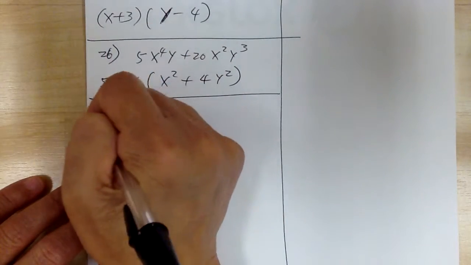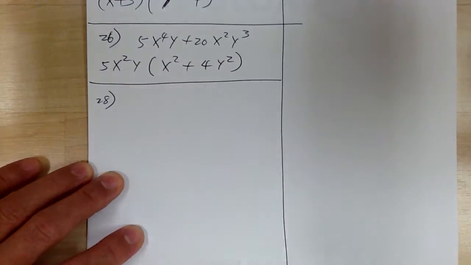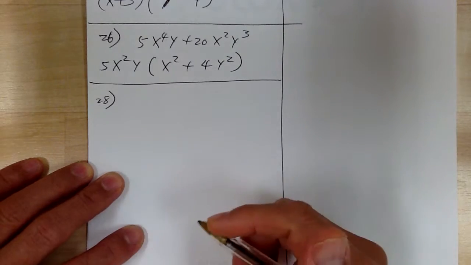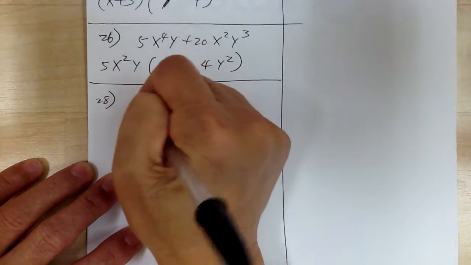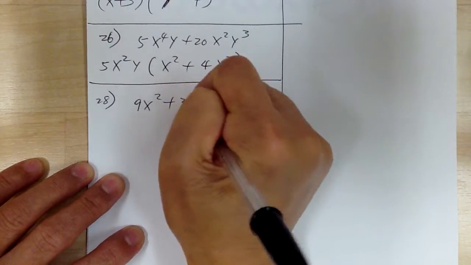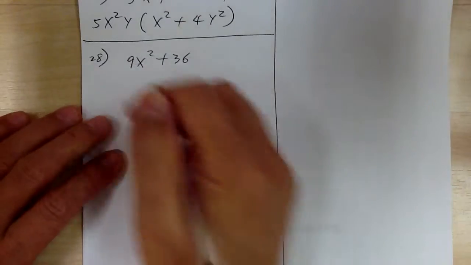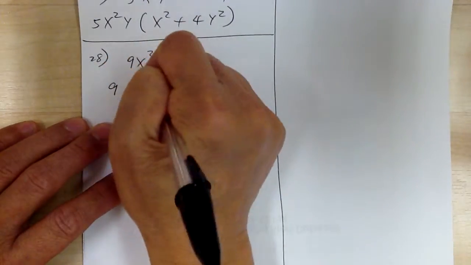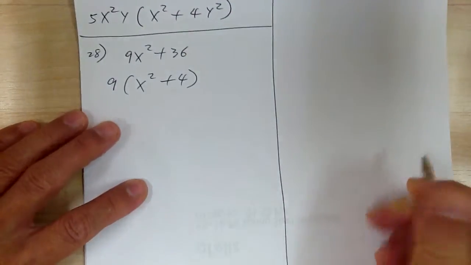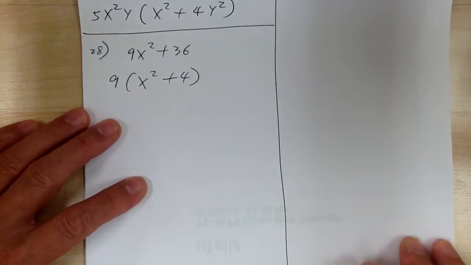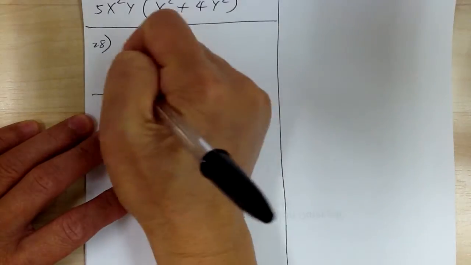Okay, so let's go to 28. So every problem, make sure you go through the checklist. So 28, you have 9x squared plus 36. So step 1, common factor, factor out the 9. So you got x squared plus 4. Step 2, cannot. This is a sum. Cannot factor the sum. So this is it.